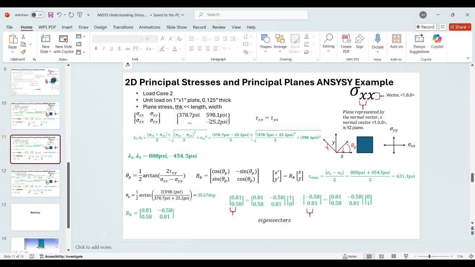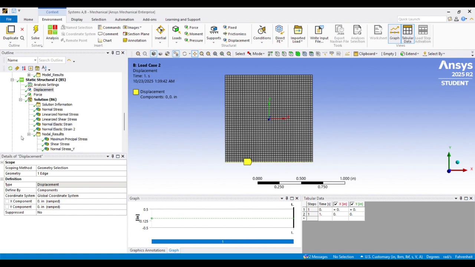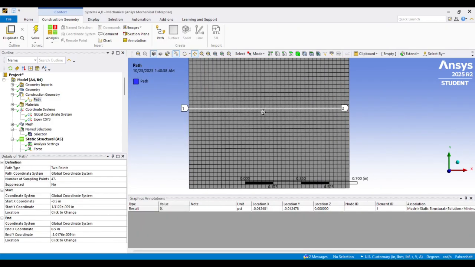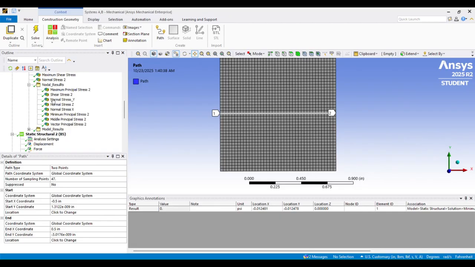is that we actually got a compressive stress in the normal y direction, and I would have thought that this would have been zero because there's no bending there, and we do have a shear stress, which makes sense. And so what I did is I created a path through the part. Again, I'm going to show how to do this in a separate video. And I plotted the results on that path.